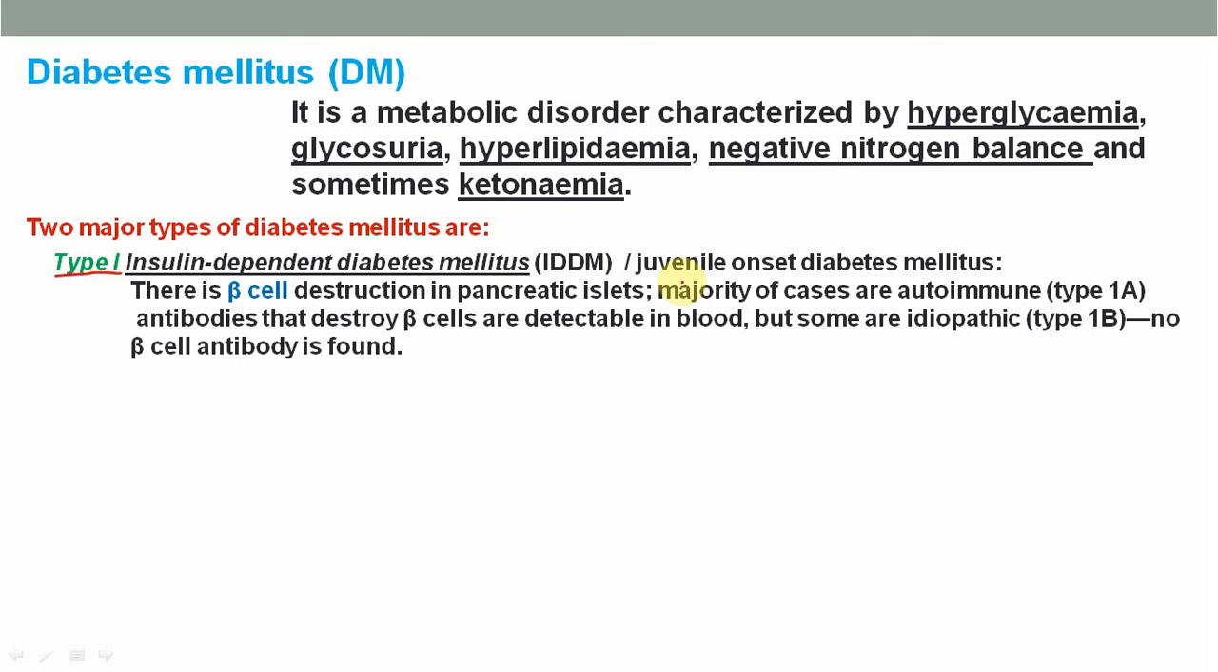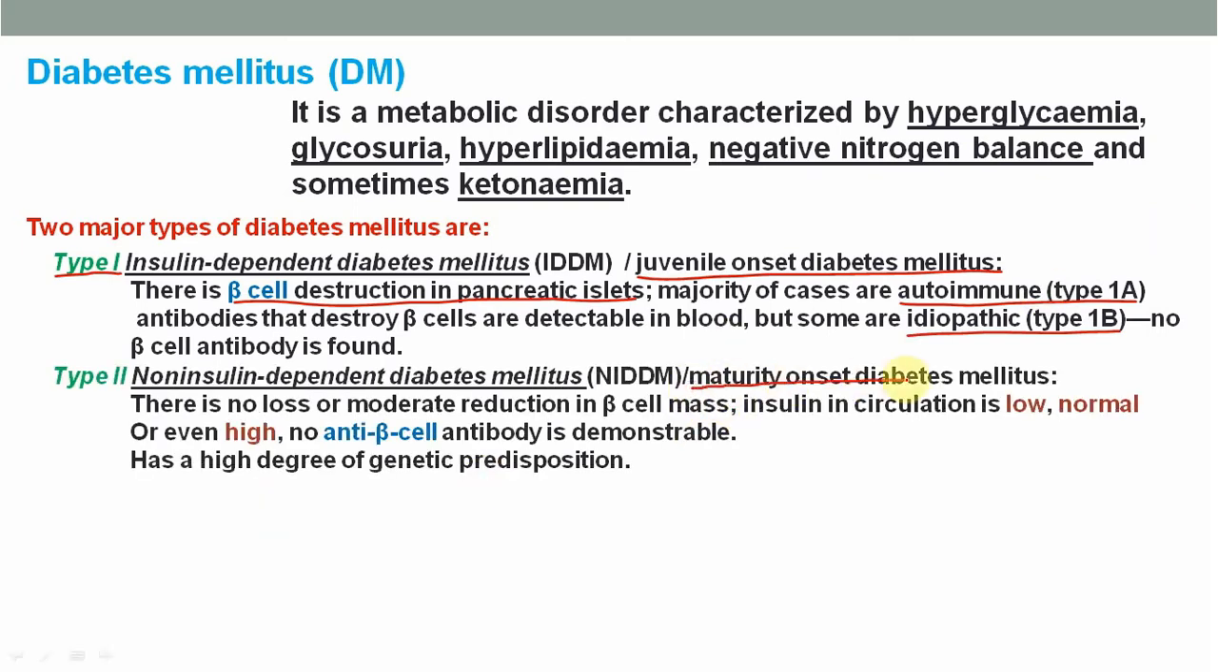Type 1, which is also called insulin dependent diabetes mellitus, and type 2, also called non-insulin dependent diabetes mellitus. In type 1 diabetes mellitus, also called juvenile onset diabetes mellitus, there is destruction of beta cells of islets of Langerhans in the pancreas. It is majorly due to autoimmunity, where antibodies against the beta cells destroy them, and this is called type 1A. In type 1B it is idiopathic, meaning there is an unknown cause for the destruction, but we see that there are no antibodies against beta cells.